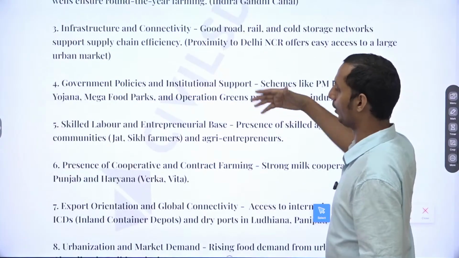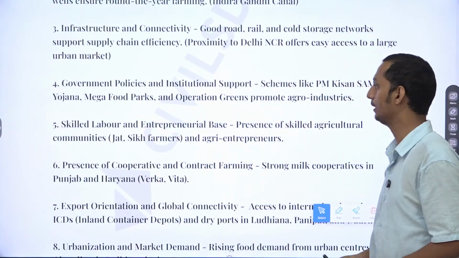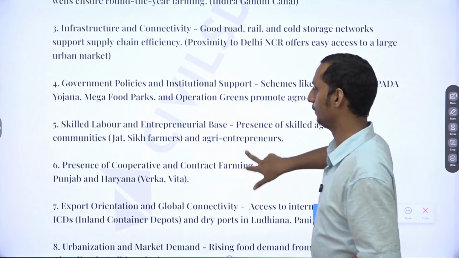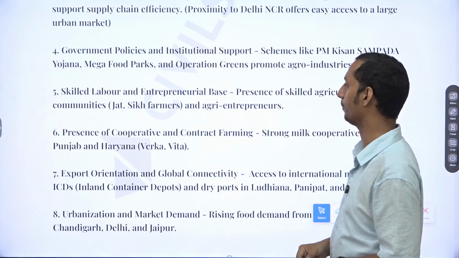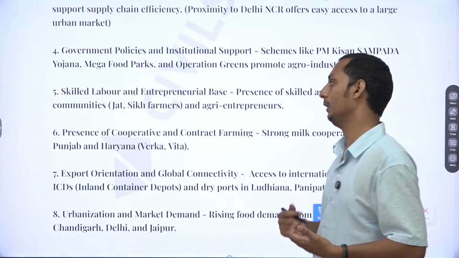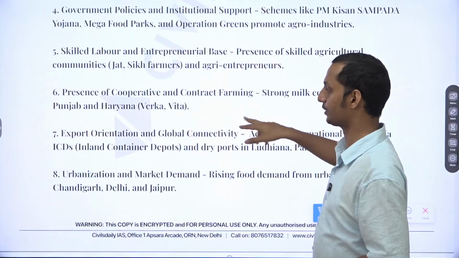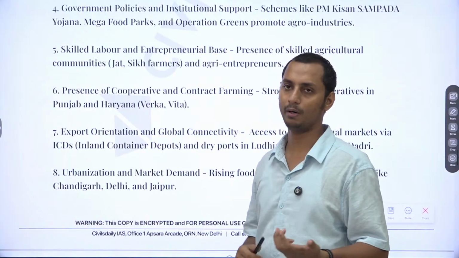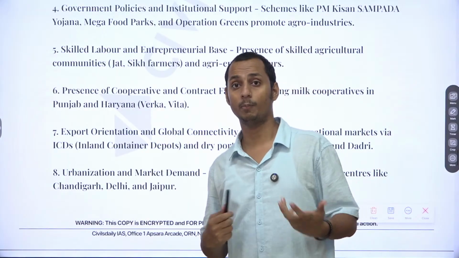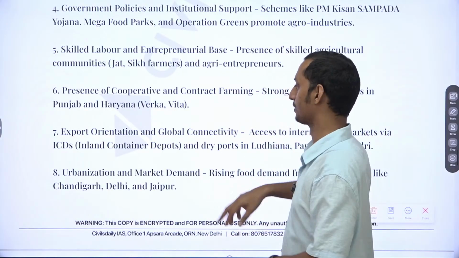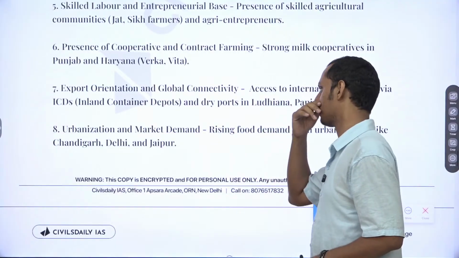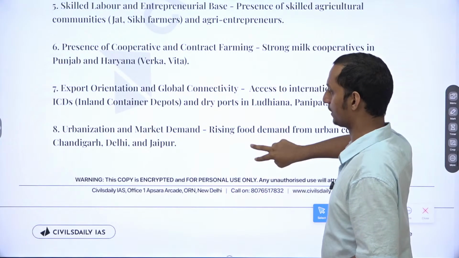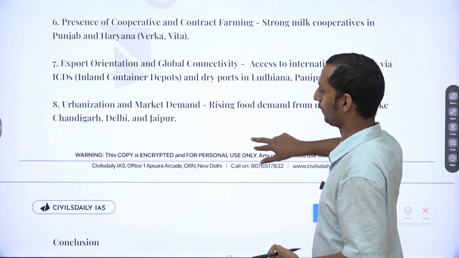You can mention government policies such as Operation Greens, Pradhan Mantri Kisan Sampada Yojana, mega food parks, all these things. You can mention the skill and entrepreneurial base such as Jat Sikh farmers, who are mostly into agriculture. Presence of cooperative societies. You have different cooperative societies, different mandis. You can mention Amul. You can mention all these different cooperative societies out there. You can mention export orientation, global connectivity, all these ports, Mundra port, JNPT port.